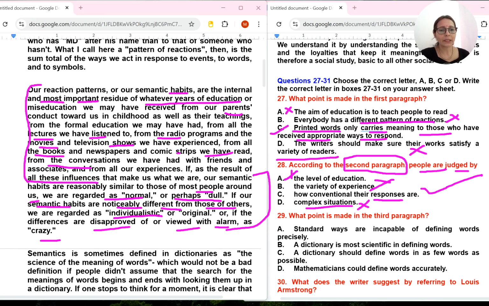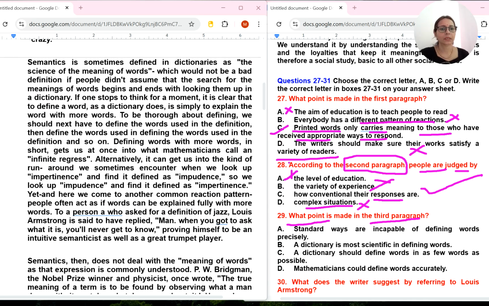Okay, so 29th: what point is made in the third paragraph? Let's move to the third paragraph. Semantics is sometimes defined in dictionaries as the science of the meaning of words, which would not be a bad definition if people didn't assume that the search for the meaning of words begins and ends with looking them up in a dictionary. If one stops to think for a moment, it is clear that to define a word as a dictionary does is simply to explain the word with more words.